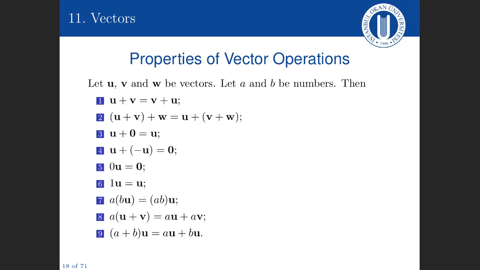Briefly, let's go through some properties of vector operations. Number one, u plus v is the same as v plus u. It doesn't matter in which order you add the vectors together. Likewise, if we have three vectors and we add u plus v first and then add w, that's exactly the same as adding v plus w first and then adding on u.